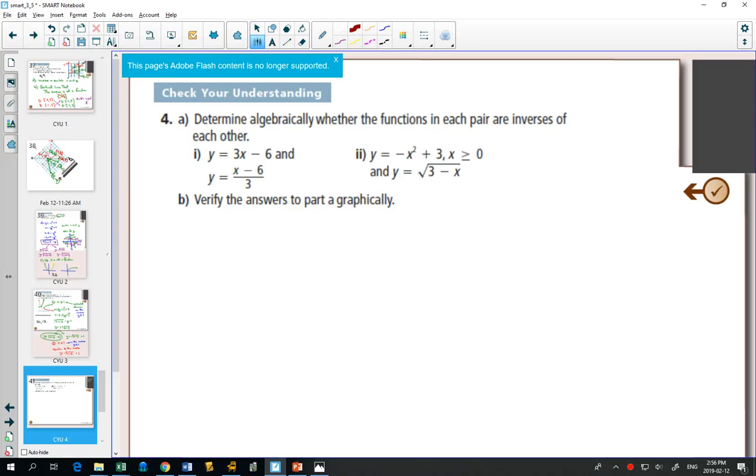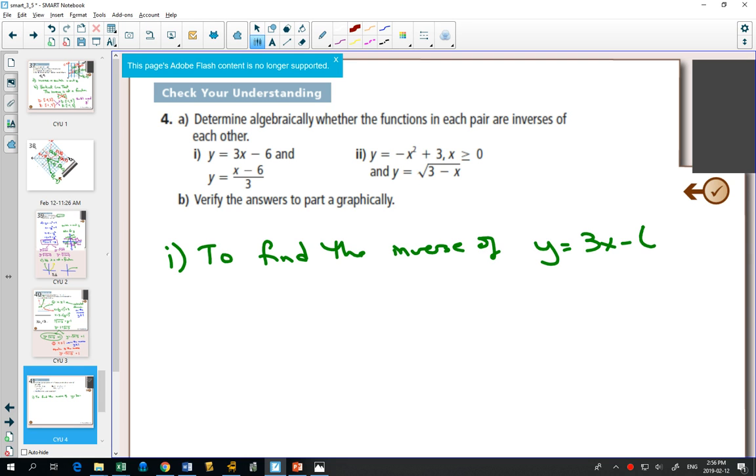They want to know if the following functions are inverses of each other. So in part A, the first one, we've got a line and another line. Are they inverses of each other? Well, we can check that to find the inverse of y equals 3x minus 6.